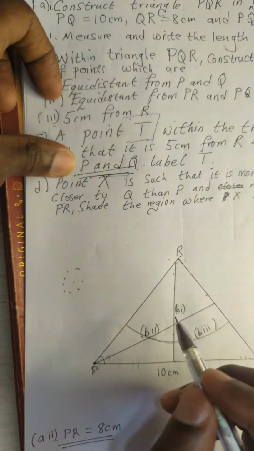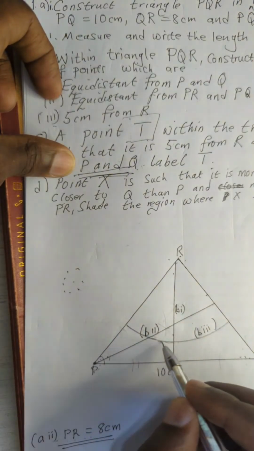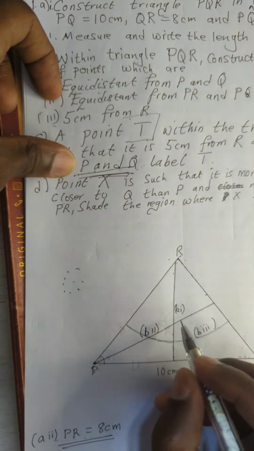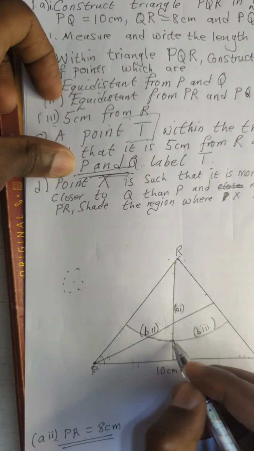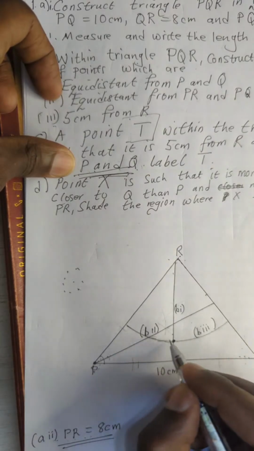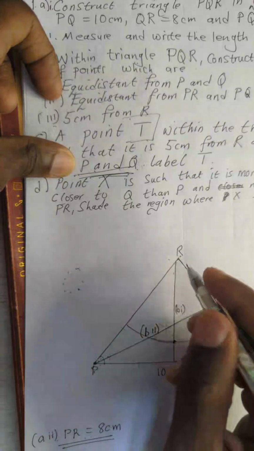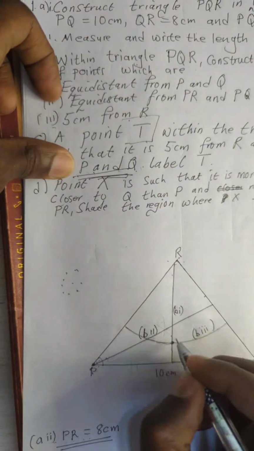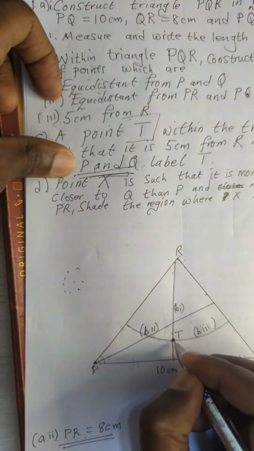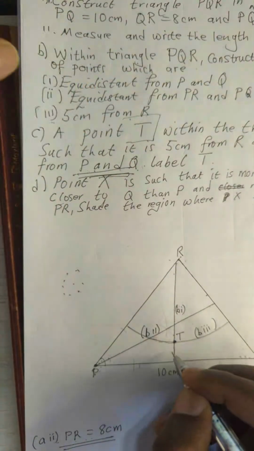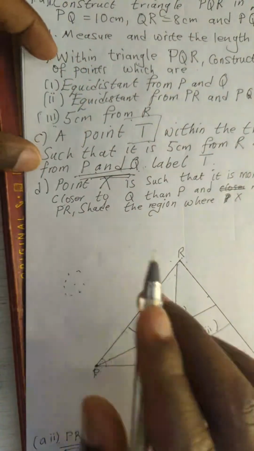So now T should be along this arc, and again, along this line. In short, the common region, the intersection, is where the two are meeting here. This point is on this arc, which is 5 centimeters from R, and it is also on this line, which is equidistant from P and Q. Therefore, T is this point here. So you just have to write T. No need to put the question.